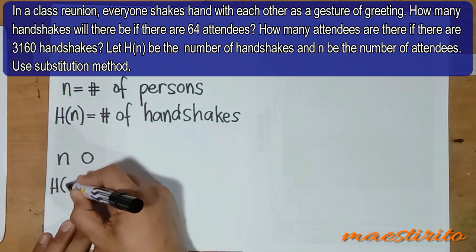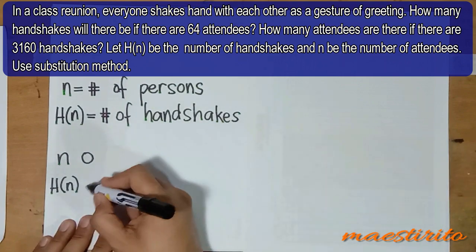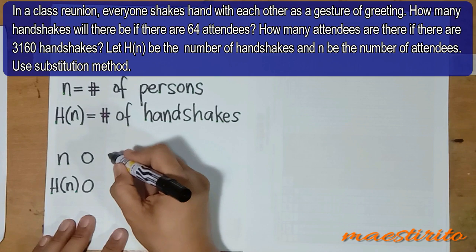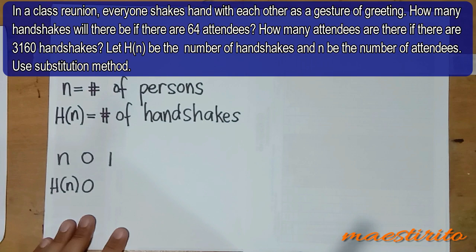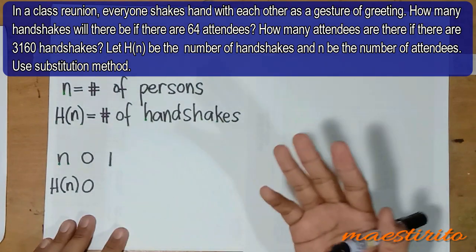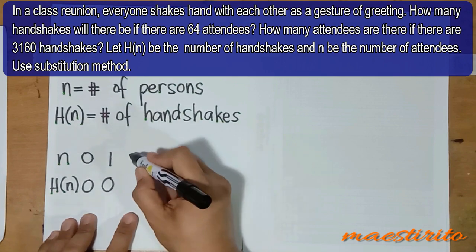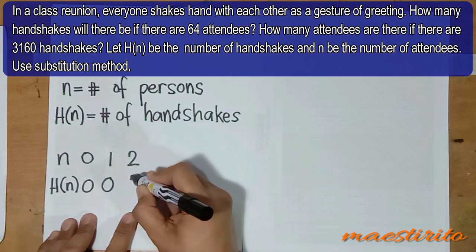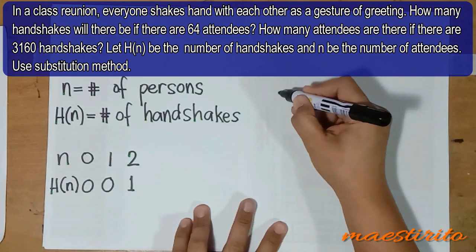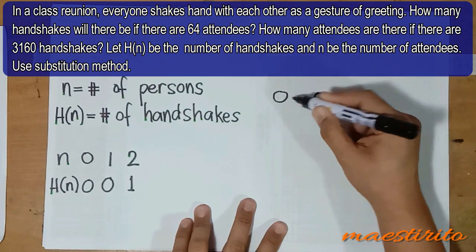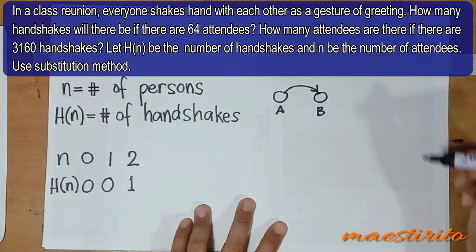Then, of course, the number of handshakes, if there are no persons present in the reunion, there will be 0 handshakes. And if there is one person, of course, that person cannot shake hands with himself or herself, so that would also be 0. And then if there are two persons, there will only be one handshake. And we can represent that using this illustration. If there are two persons, let's say person A, person B, that means there is one handshake.